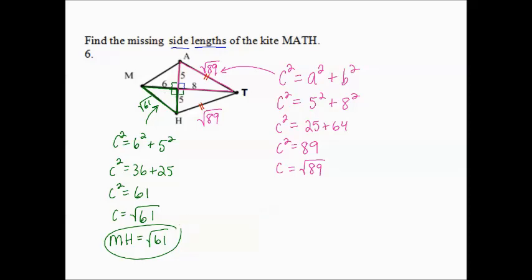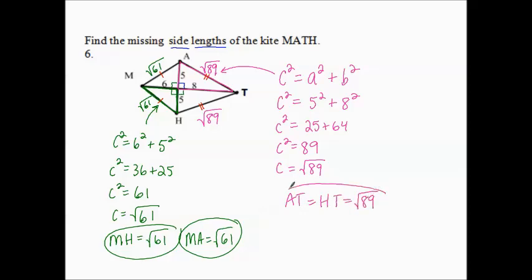Because two consecutive sides are congruent, this side with this side, MA also must be square root of 61. So MH and MA are square root of 61, while the other two sides, AT and HT, are square root of 89. Awesome job!